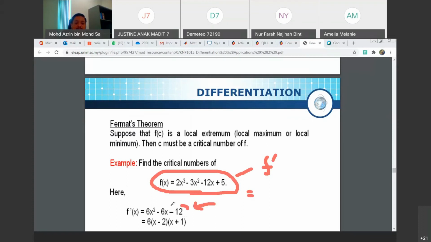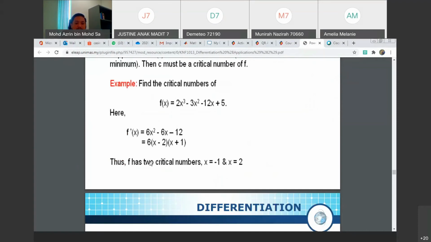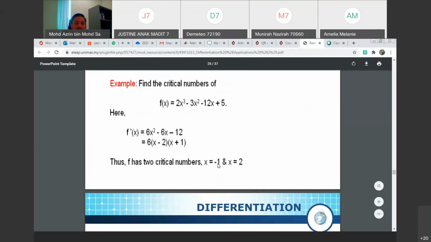Then you rearrange this equation, and you get the values of x equal to 2 and x equal to -1. Okay, to find the value of x when it equals 0, then you can find. So f has two critical numbers, where x equals -1 and x equals 2.